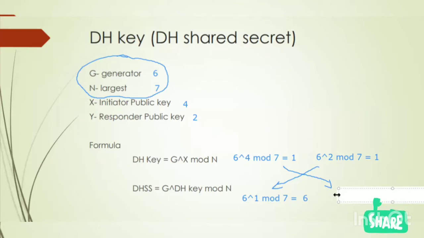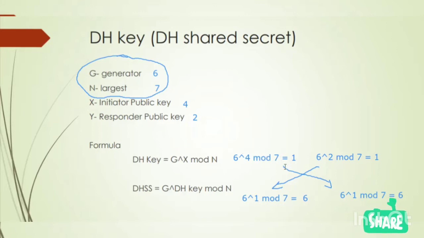Now the responder will calculate the DH shared secret. DH means Diffie-Hellman shared secret. So 6 power 1 mod 7. It's very simple. The value is 6. So this is how they calculate the DH shared secret and DH key. In the third packet, they send the DH key and nonce.